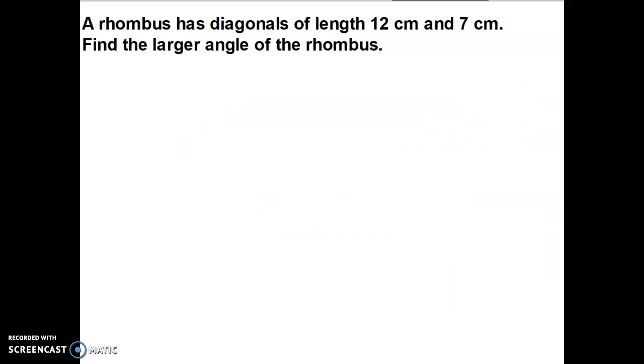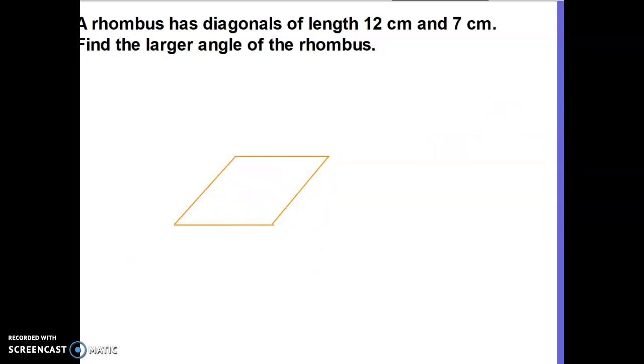Okay, so for this one, I have a rhombus. A rhombus has diagonals of length 12 and 7. So if you remember, a rhombus is a figure that has 4 sides the same. So I'm going to draw that. Okay, to the best of my not very artistic ability, there's a rhombus. And then I'm going to draw the diagonals of that rhombus. So I'll just draw those a different color. Normally I would want them to be dotted, but since we're running out of time on the video, I'm just going to draw them a different color.